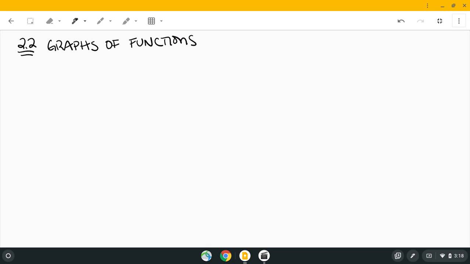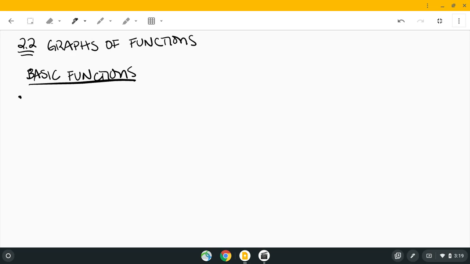Okay, so what we're going to be doing here is we're going to take a look at some parent functions, and we're going to take a look at how to graph them just by analyzing the function itself and checking to see how we shift the parent function. All right, so we have some basic functions here. These are known as the parent functions.